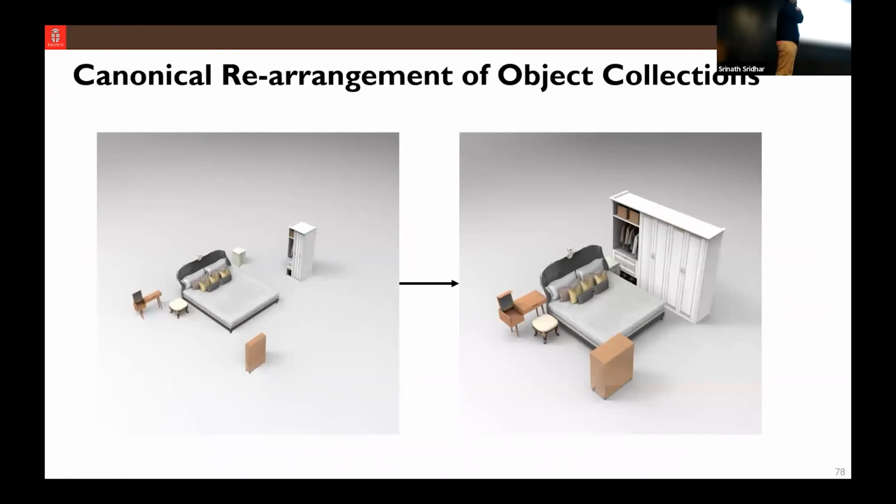Another thing that we're interested in is collections of shapes, not just single shapes. If you have a bunch of shapes, what is a canonical arrangement of a collection of shapes? This is also something that we're interested in and working towards.